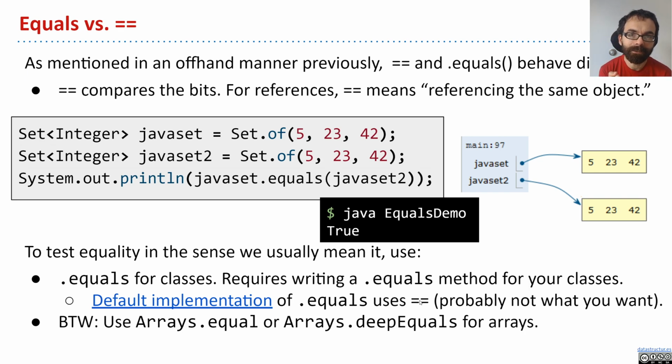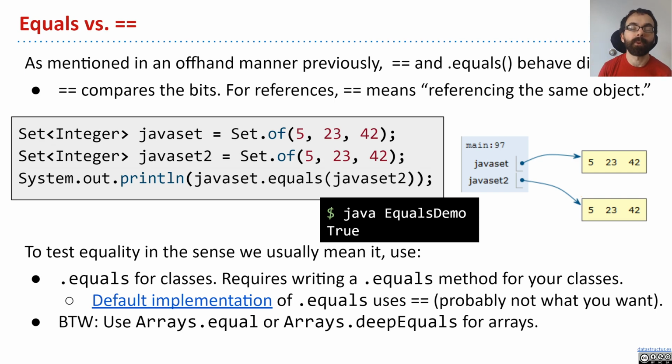One quick side note is that this is also true for arrays. If I have an array that's 1, 2, 3, 4, and another array that's 1, 2, 3, 4, equal equals will consider them not the same because they're two different arrays. In that case, you'll use Arrays dot equals, and that will compare the two arrays. Just a little side note.